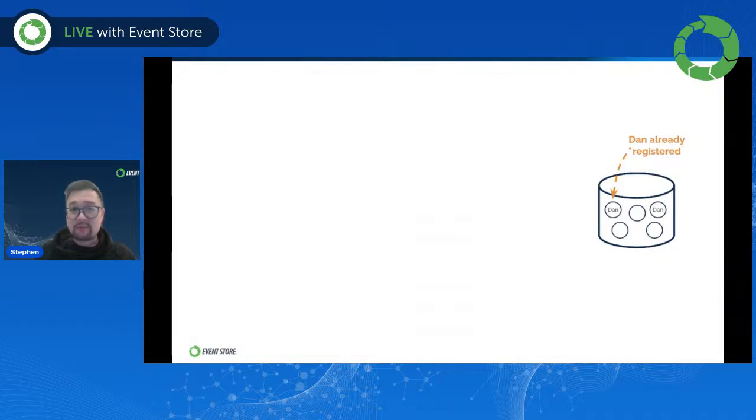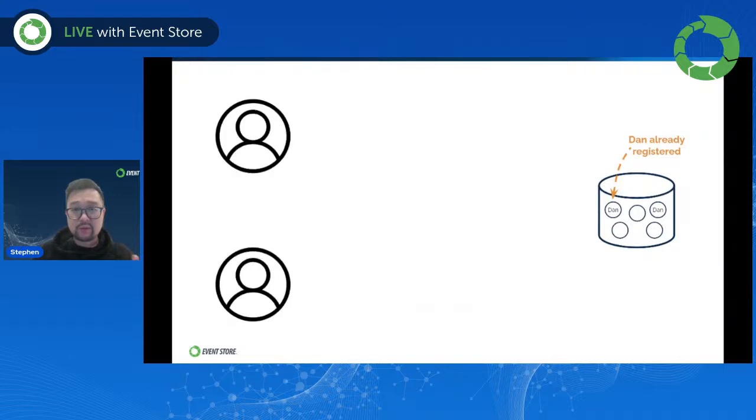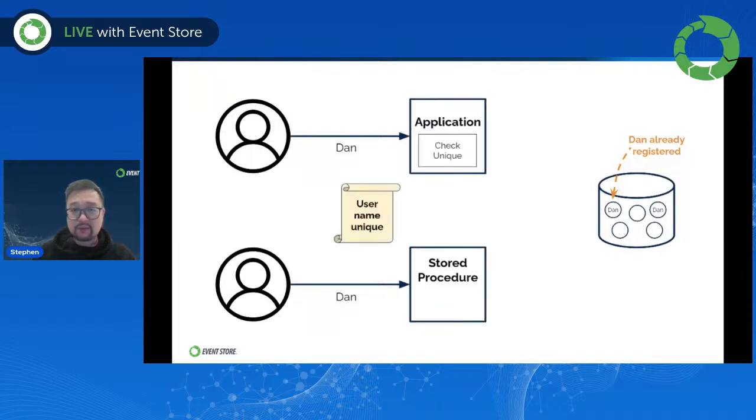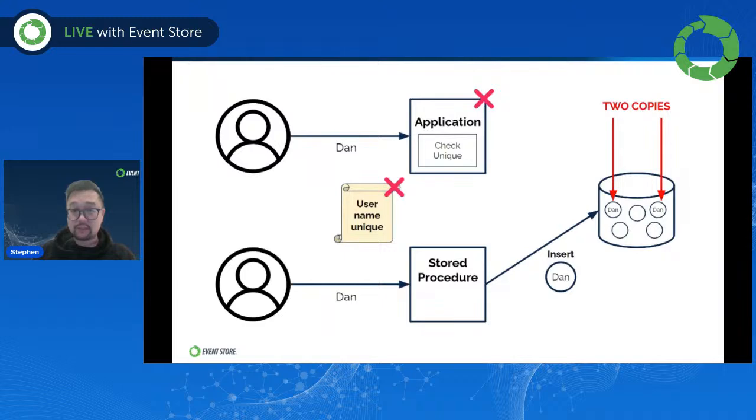So in this example, Dan has already been registered and is in the database, but there are two other users who still want to register as Dan. They would do so over two separate pieces of logic. The first piece of logic is designed to check the uniqueness and rejects Dan's request to register again. The second piece of logic does not have the same check in place. This is going to insert an extra Dan in the database, resulting in two copies of it, which breaks the uniqueness rule.